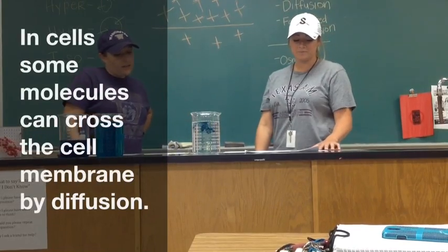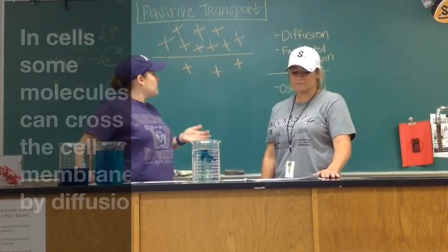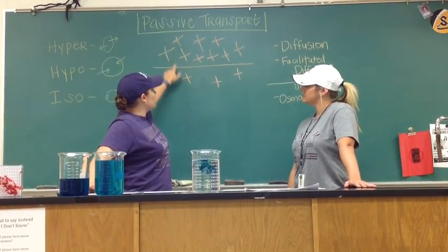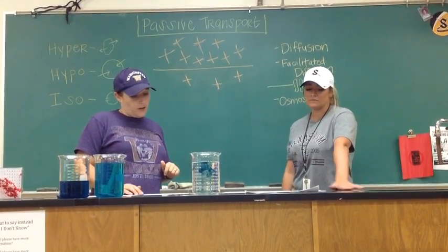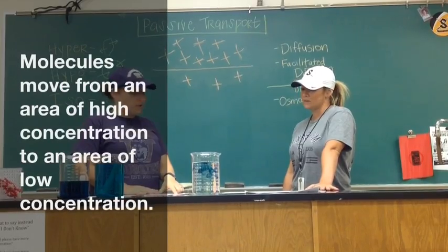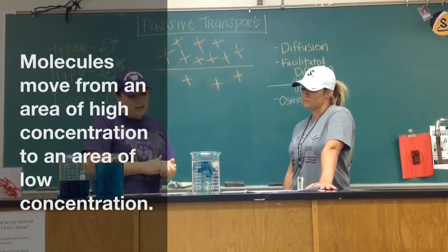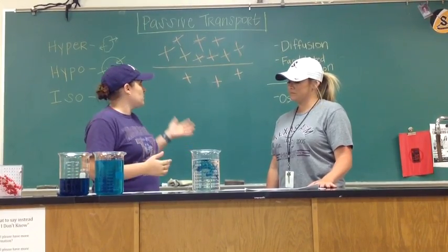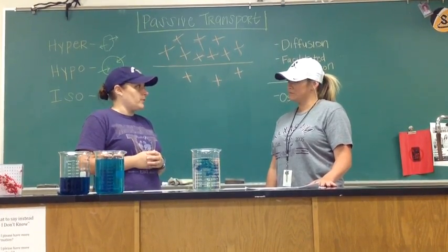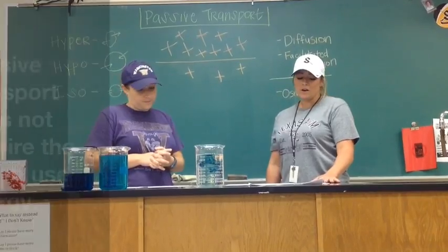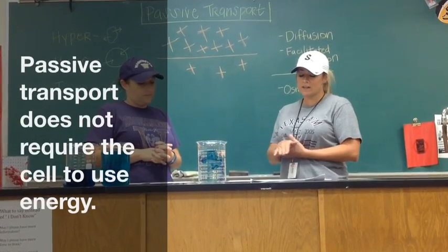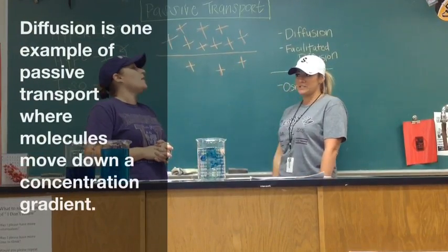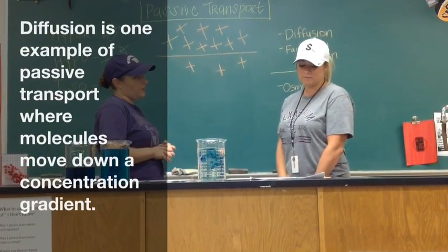Yeah. In cells, some molecules can cross the cell membrane by diffusion, which is what this line is representing here. Okay, so some of these particles could come this way because it's going from high to low. High concentration to low concentration. Passive transport is a type of cell transport that doesn't require a cell to use any energy. Diffusion, what we were just talking about, is just one example of passive transport. Okay, so molecules move down the concentration gradient from an area of high concentration to an area of low concentration? That's diffusion.